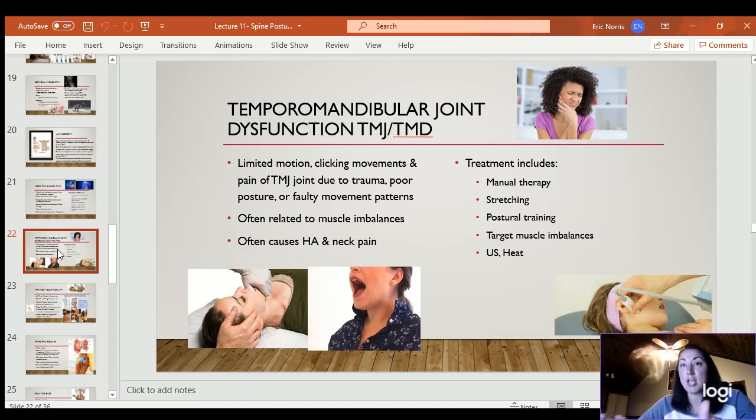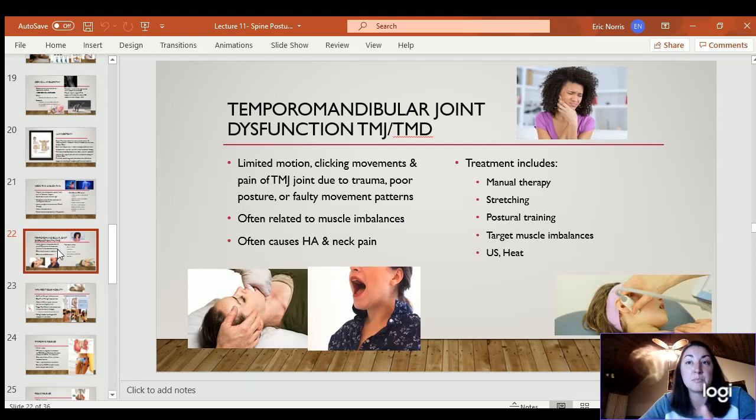With TMJ dysfunction, that is limited motion, clicking, noises with movements of the jaw, and pain with movements of the jaw. So there's your jaw movements, the motion is limited, there's pain, there's clicking, sometimes popping. It could be due to trauma, somebody getting punched in the face or in a car wreck or something. Could be poor posture. Again, whenever you have that forward head posture, it puts a lot of tension on those neck muscles and the muscles that connect to the jaw and can cause TMJ.